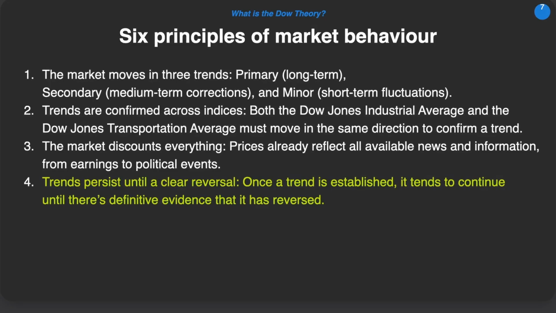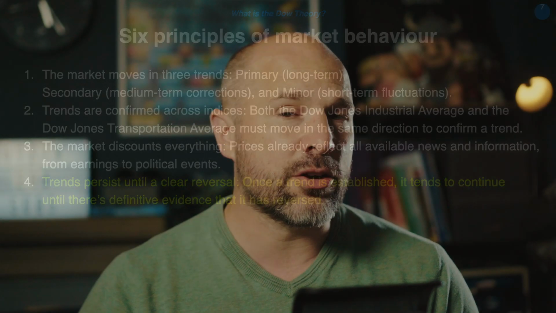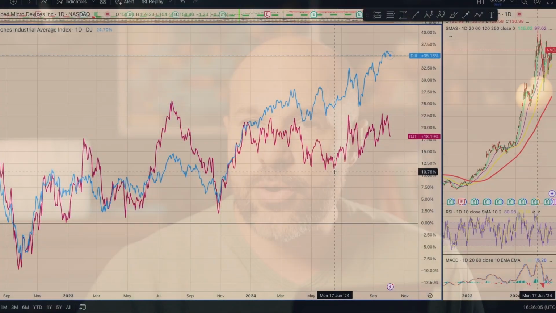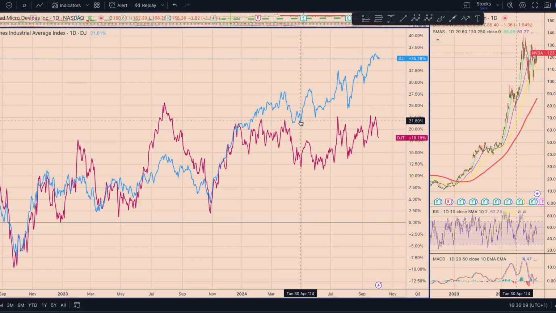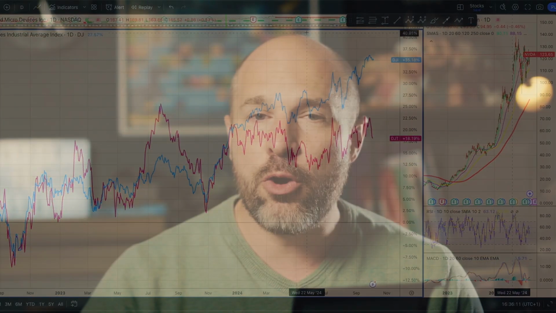So number 4, trends persist until a clear reversal. Once a trend is established, it tends to continue until there's definitive evidence that it is reversed. So that's a little bit like what we were showing earlier on that chart, just showing that we don't have to worry about going short just yet on Nvidia or AMD because the main overall trend of both of the Dow Jones Industrial and transportation averages are still heading upwards.